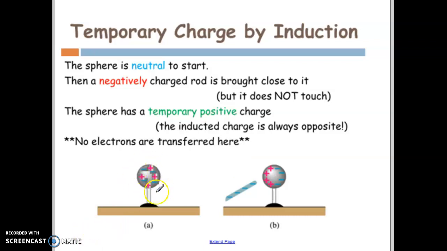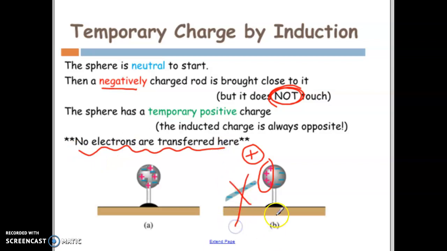So here we have that neutral sphere again. A negative rod is brought close but does not touch. So if this were to touch, that would be charged by contact. Here we are simply bringing it close. So the surface here is a temporary positive charge, but there is no electron transfer. So when that rod is brought away from the sphere again, it will return into its regular neutral position.